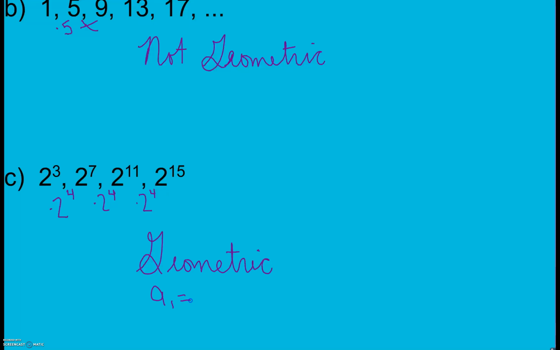My first term is 2 cubed. My common ratio every single time is the same, and it's 2 to the 4th power. If you wanted to, you could put 8 and 16, but since all the rest of those are left in 2s, with base 2s, that's how I kept it.